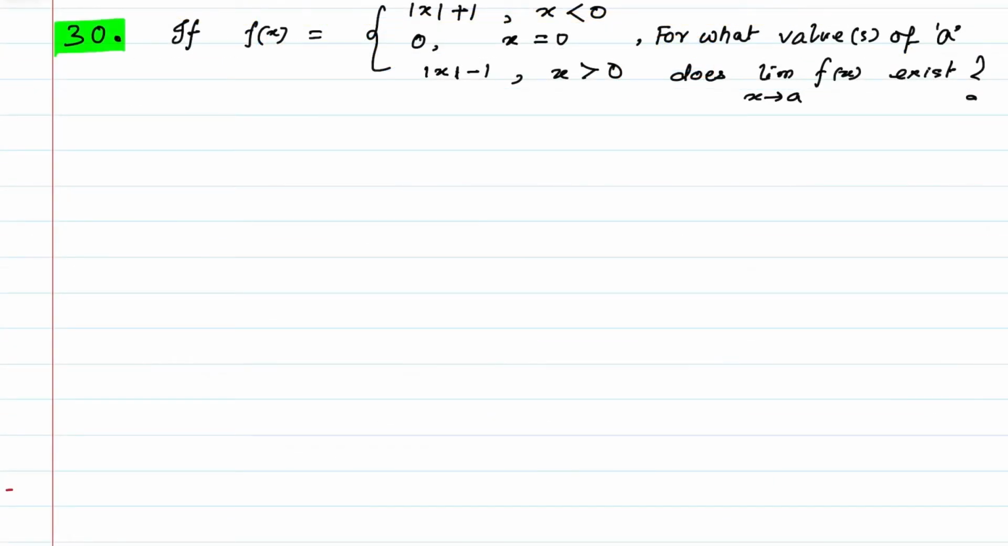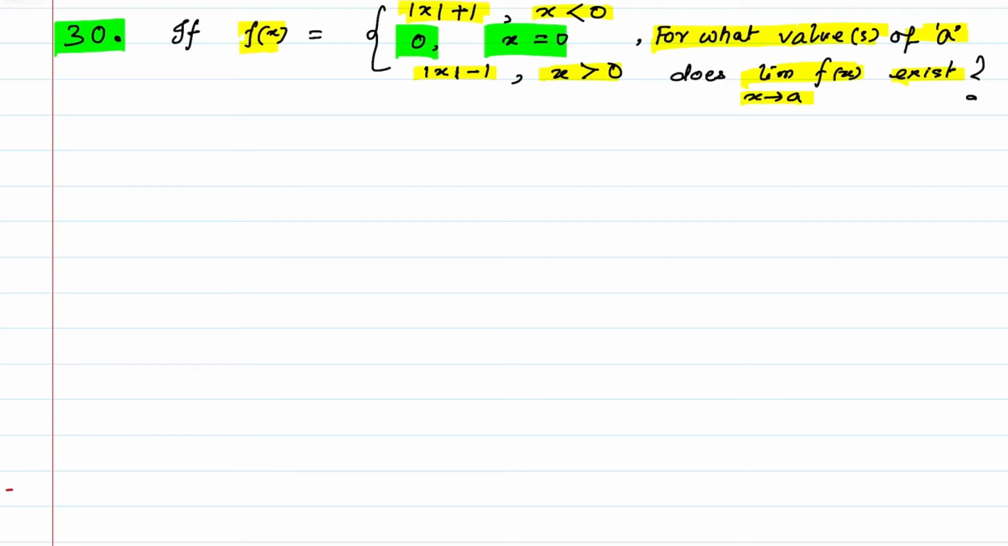Now let me show you how to solve question number 30. Here you can see this function f of x is given, and it is equal to mod of x plus 1 when x is less than 0, and it is 0 when x is equal to 0, and it is mod of x minus 1 when x is greater than 0. So for what values of a does the limit of f of x as x tends to a exist? We need to find that out.